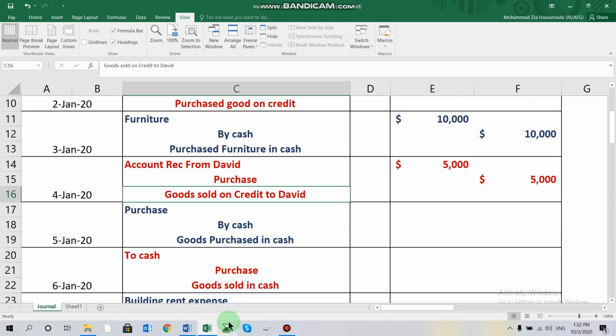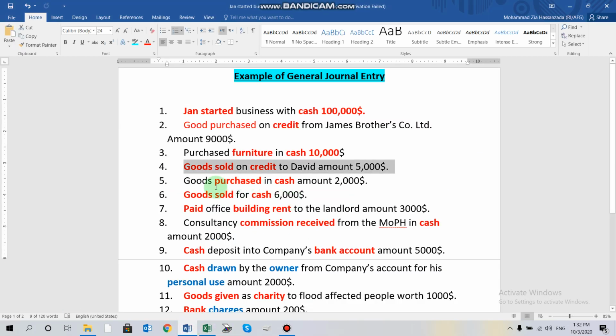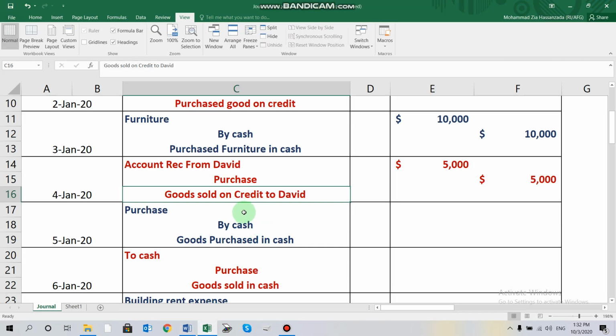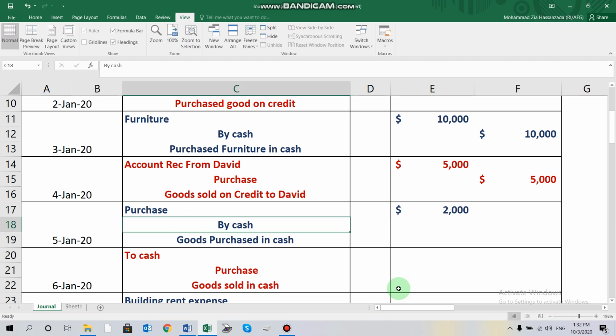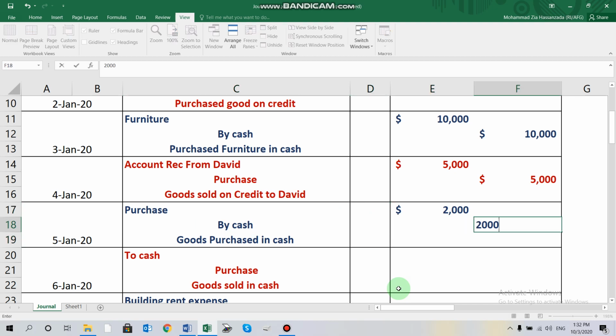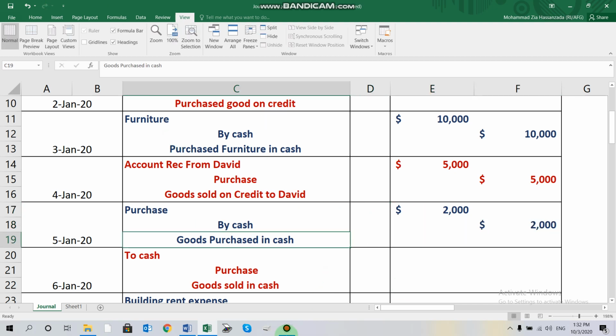The next transaction is goods purchased in cash, amount 2,000. Both the sides are assets. One is increasing, another is decreasing. Since we purchase in cash, our asset is increasing by 2,000. Since we are paying this by cash, our cash is decreasing by 2,000. We should record it into the credit side.